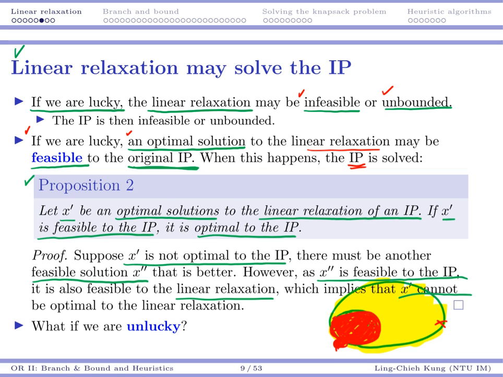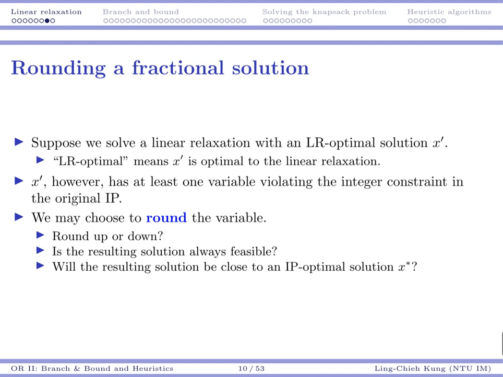But now, even though we have these lucky cases, we may still be unlucky. And actually, most of the time, we are unlucky. We solve the linear relaxation, get a solution, and there are some fractional values. So in that case, naturally, we may think, oh, how about this? Let's round up or round down the fractional values to get integer solutions, all right?